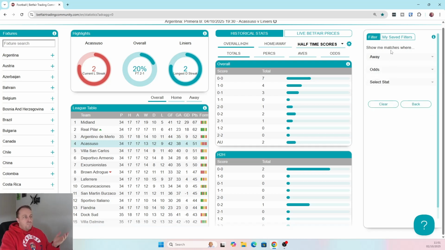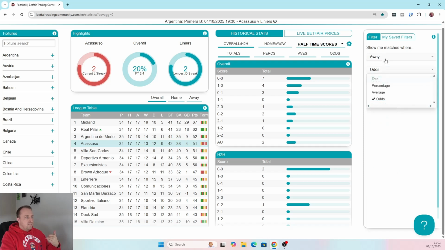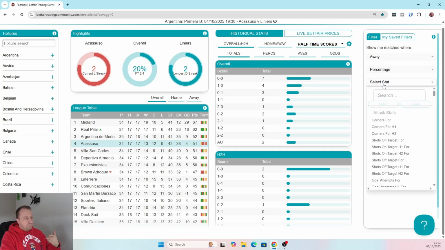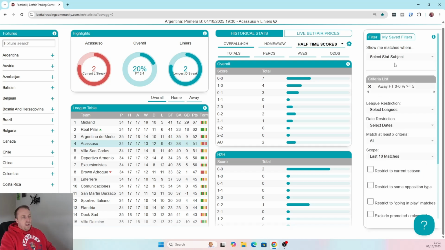And remember, you don't just have to pick one. If I pick away here and then look at odds and select, let's see what I look at here. Let's go for away. And then let's look at percentage. And let's say we go for full time 0-0. And then I go greater than or equal to 5% and add that. I can then go back and do home as well. So you're not restricted to just using one of the things. And this is how you can start to build a really strong Betfair trading strategy.